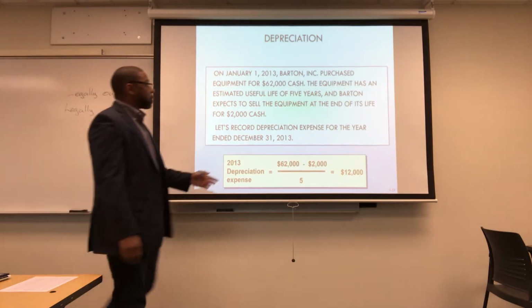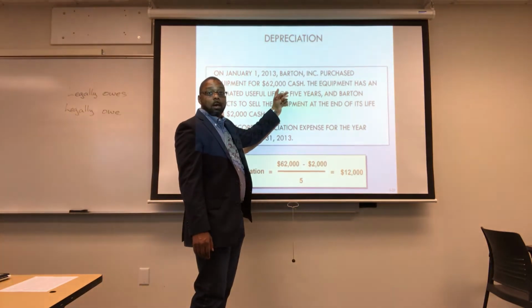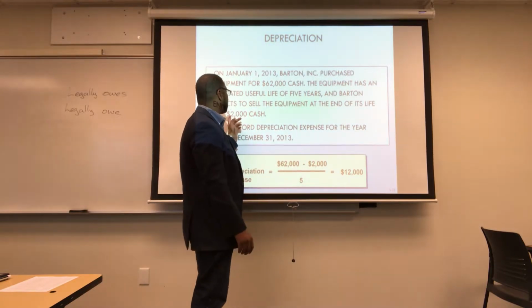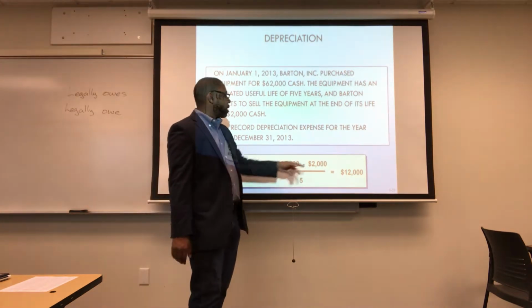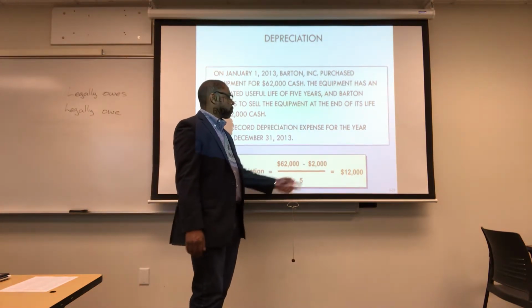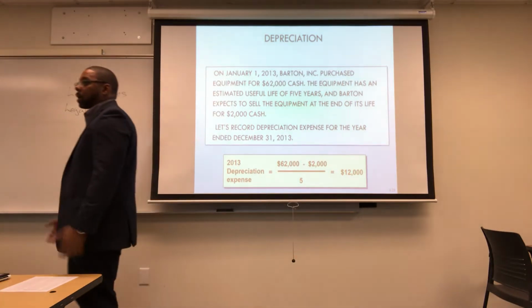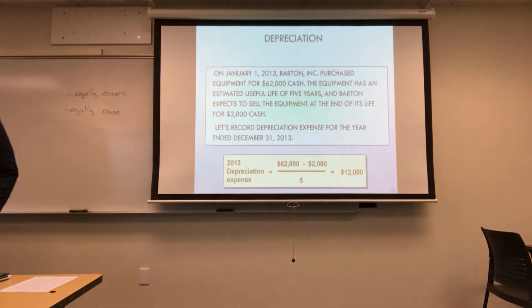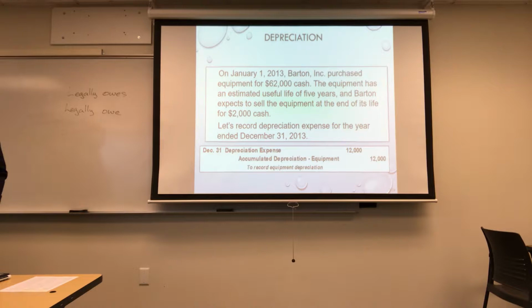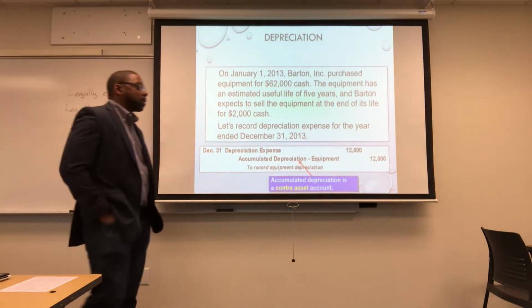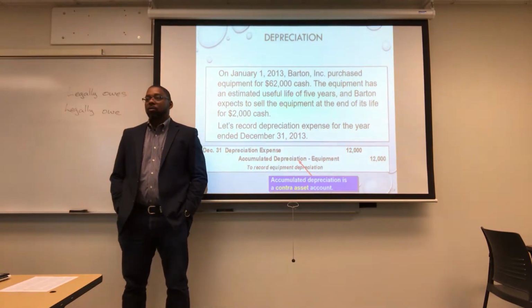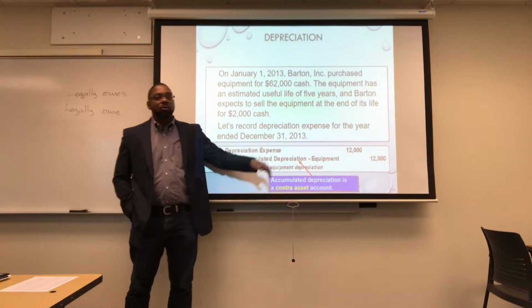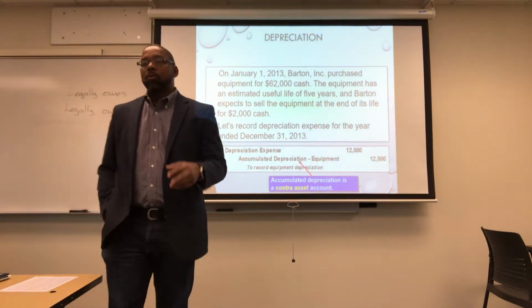So it's a simple equation. 62,000, the cost, minus the 2,000, which is what they expect it to be worth at the end of its life, divided by 5 years, and you get $12,000 a year. And that $12,000 a year represents the depreciation, and so that's a depreciation expense. What you would do is debit depreciation expense and credit accumulated depreciation. The majority of what you're going to have between now and Chapter 8, they'll just tell you how much the depreciation is. You need to debit the expense and credit accumulated depreciation.